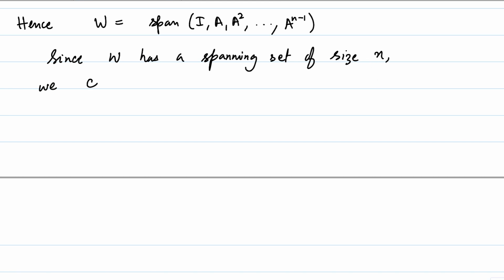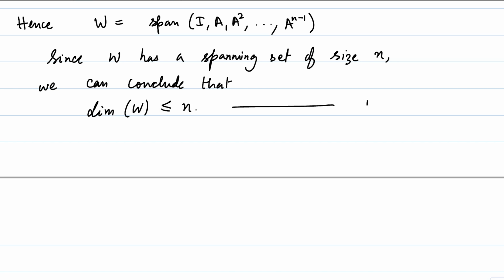We can conclude that the dimension of W is less than or equal to n, and hence we have proved the result. In the next problem, we will discuss some properties in an inner product space. So this is going to be problem 5.